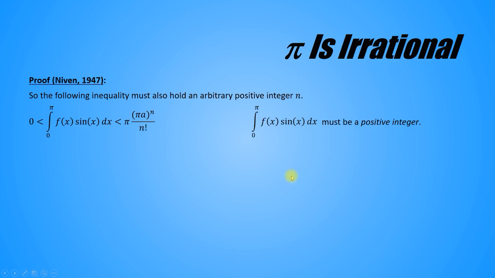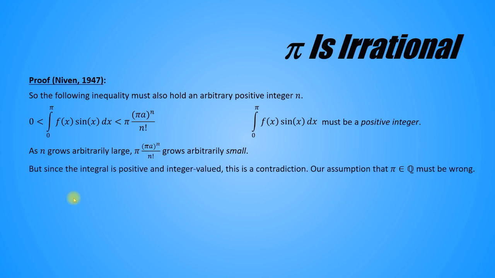But as n grows arbitrarily large, the upper bound of the integral grows arbitrarily small. This is because the exponential pi a to the n does not grow nearly as fast as the factorial in the denominator. But, since the integral is positive integer valued, this is a contradiction, because there is no arbitrarily small positive integer. The smallest positive integer is 1. So our assumption that pi is rational must be wrong. Therefore, pi is irrational. This completes the proof.